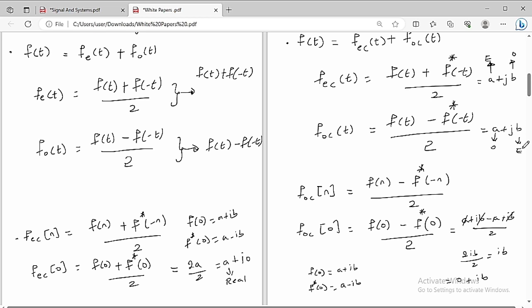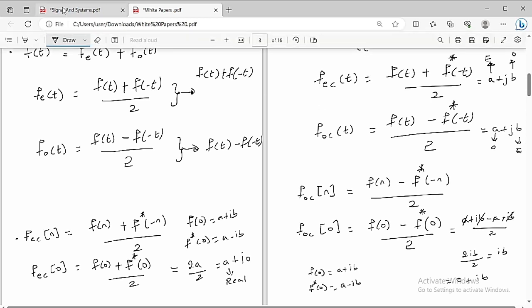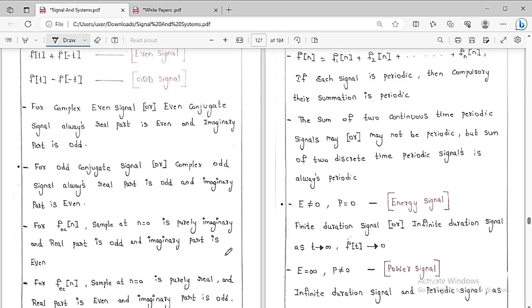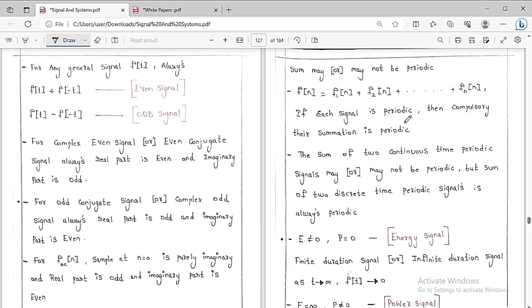So these things sometimes you have to keep in your mind. You can see this point I have explained, and this point also I have explained. Now let's go to another point, which is if f of t is equal to f1 of t plus f2 of t up to fn of t, so this signal is the summation of all the signals.